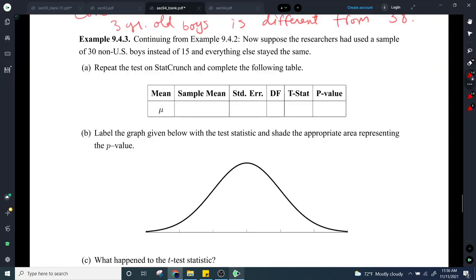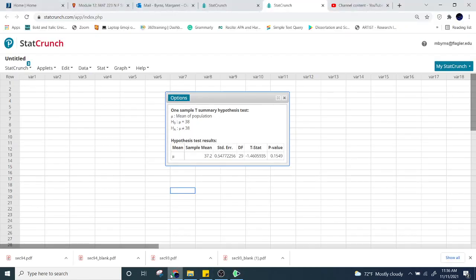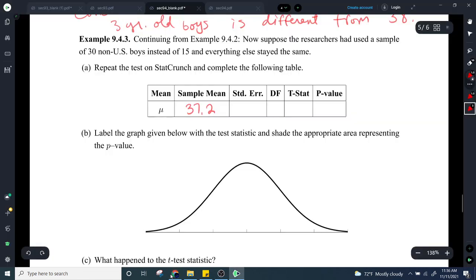So my sample mean is still 37.2. That did not change. My standard error is going to be 0.5477. I said that backwards. Degrees of freedom is now 29.